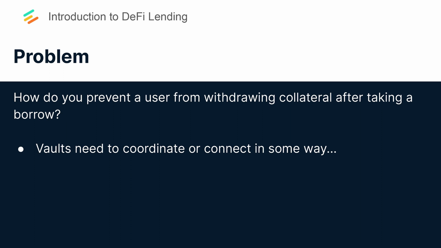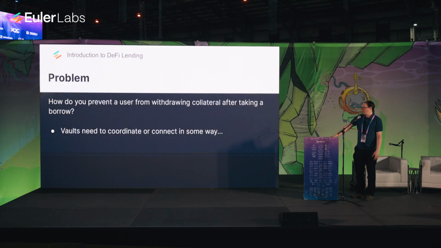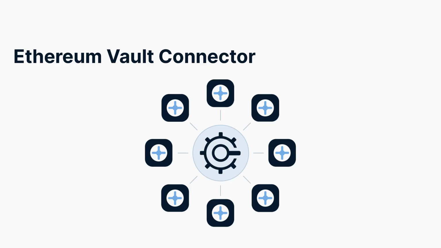That's the idea. But probably, if this is the first description of this concept you've heard, you are just thinking about the obvious problem with this, right? Well, if that's the case, what's preventing the user from just simply withdrawing that collateral, right? That's supposed to be posted as an asset or in escrow for this borrow. Well, you need to coordinate the vaults. They need to work together in some way, right? And that's where Ethereum Vault Connector, the EVC, comes in.